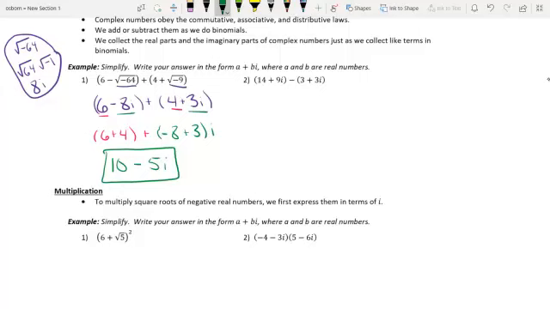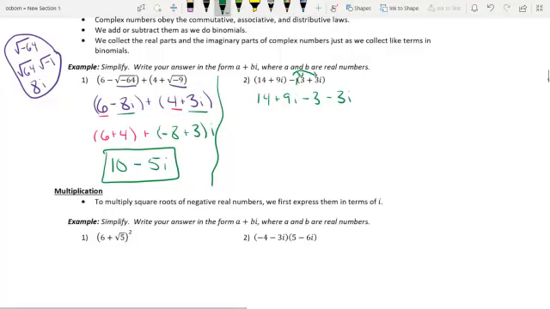All right, now just like we had to be careful with subtraction with binomials, we need to do the same thing here. We need to distribute this negative to each term. You can think of that minus sign as a -1 out in front that you have to distribute to each one. So that gives me 14 plus 9i minus 3 minus 3i.